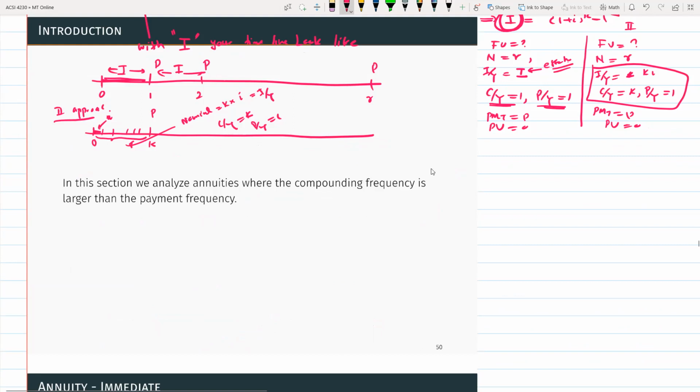Okay, so in this section, we analyze annuities where the compounding frequency is larger than the payment frequency. So that's what we discussed so far.